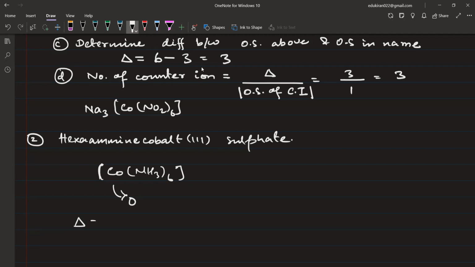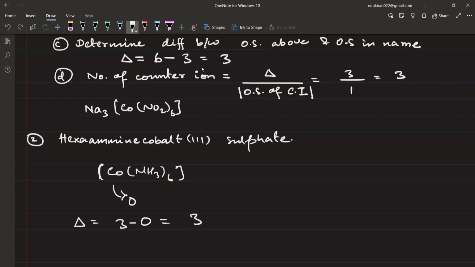The difference will always be positive. Take a difference: from 0 to 3, what is the difference? 3. So you can do 3 minus 0. Whichever comes out positive, it will be 3. The difference is 3. Is that right? Yes or no? Please tell me, guys. Correct?